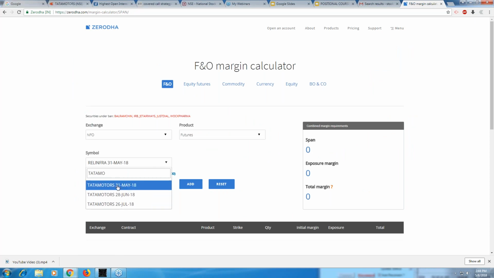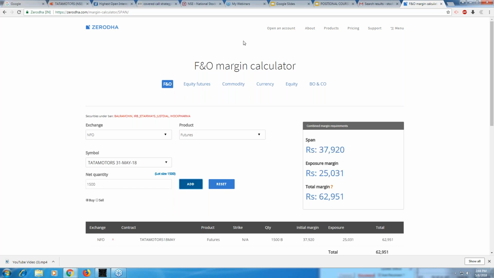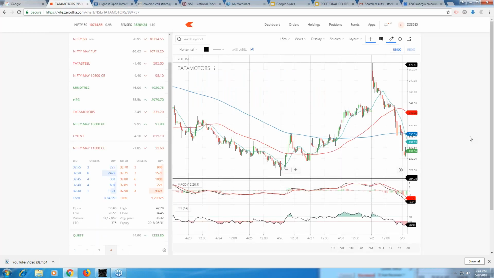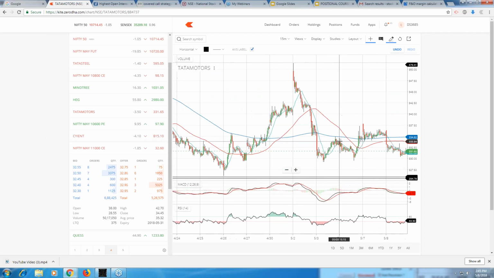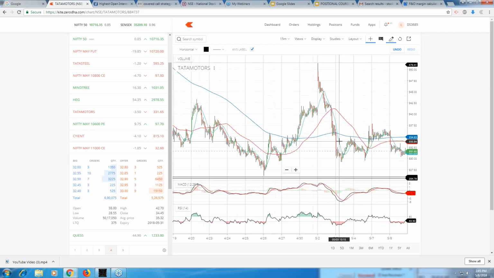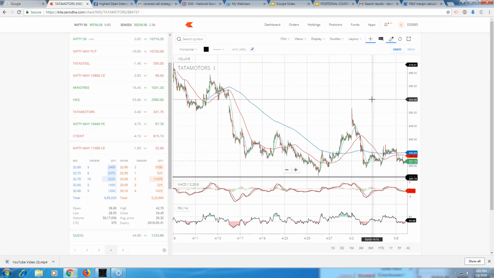It's a huge amount, right? And if you see how much the lot size is, 1500 is the lot size. 1500 into 30, 45,000 would have been your profit. So knowing these supports and resistances is very important, right?